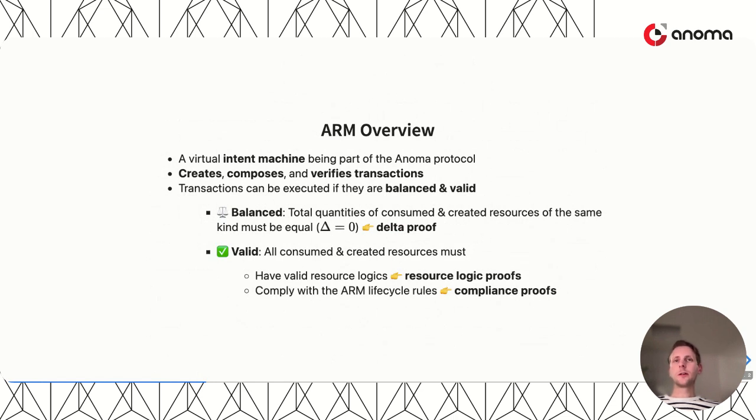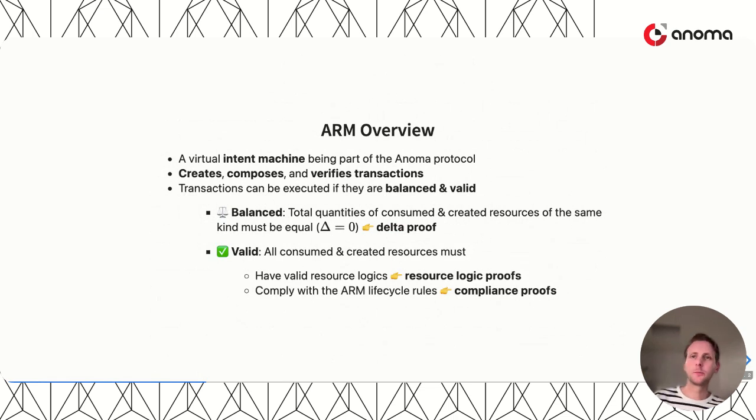Transactions can only be executed if they are balanced and valid. That's what the verification ensures. Balanced means that the total quantity of consumed and created resources of the same kind must be equal. What does this mean? Like if you consume an apple and create an apple, there must be equal quantities on both sides. So the delta value must be 0. And to convince the resource machine that it is true, you provide a delta proof.